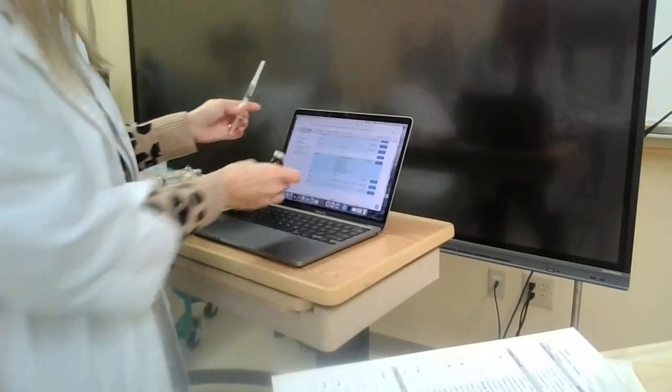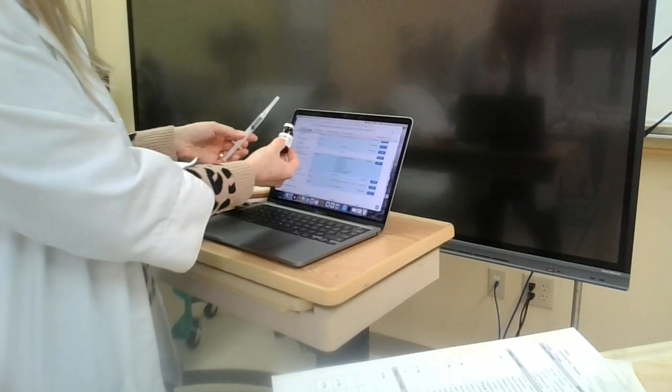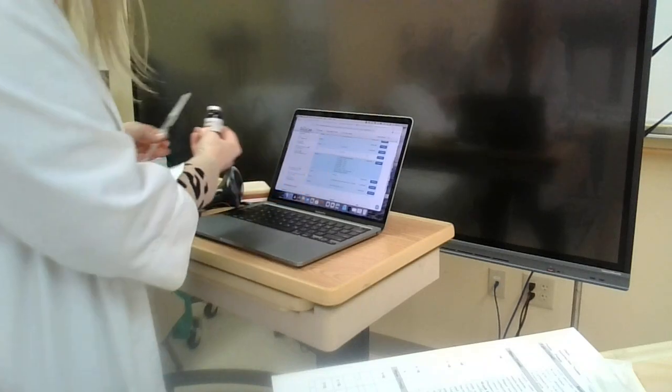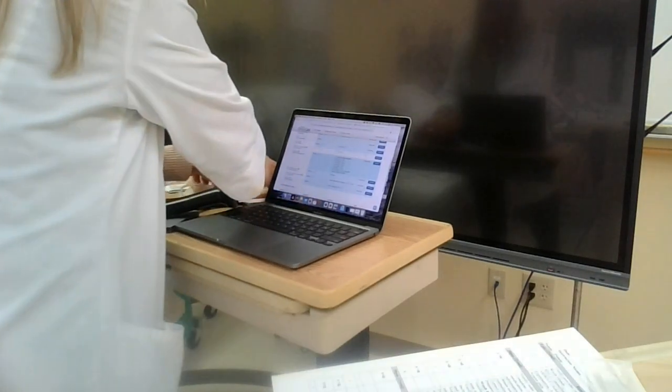So I'll take that back to my MAR, where I've got Chris Jones for furosemide. I've got 20 milligrams, which is 2 milliliters. I'm giving it IV push today at noon. So I've got all 3 medications ready to go.